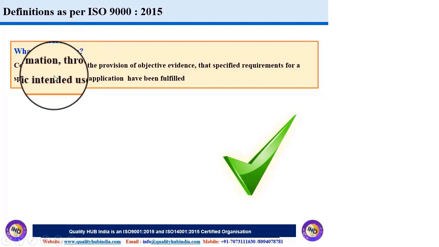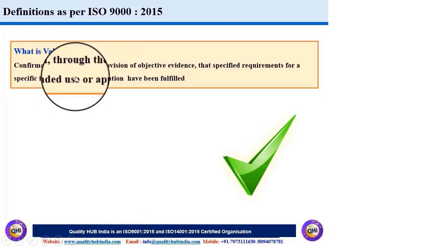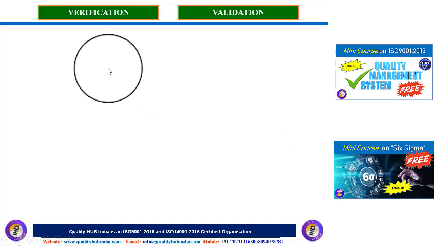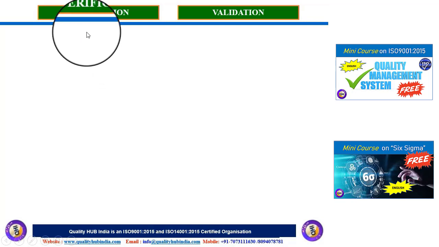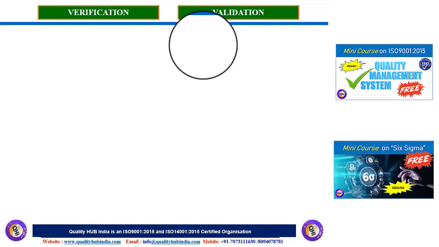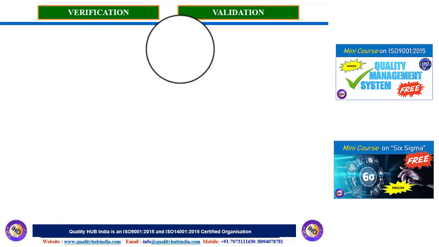Here in validation it talks about application, which means the actual use of the product or service that has been fulfilled. That means we need to have some mechanism of validating if the product or service is going to fulfill those requirements, and that can be done through some testing. Now let's understand the difference between verification and validation with some elaborative examples, and here we are going to have 6 key differences between verification and validation.